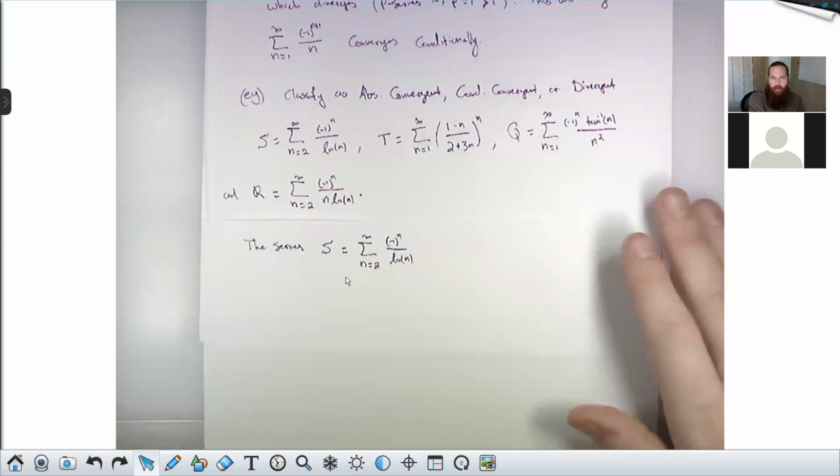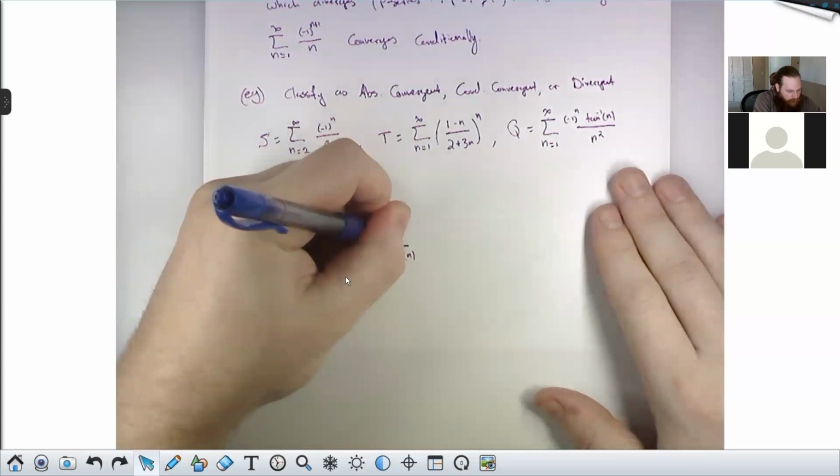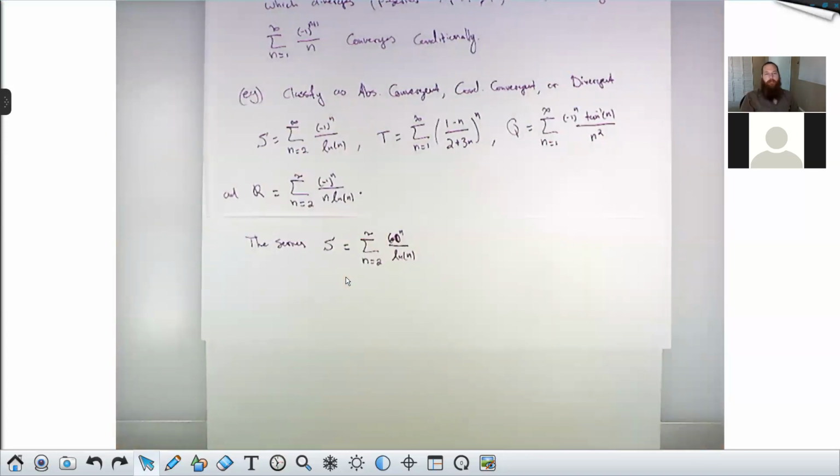What test would be good to start playing around with the series S? Sorry, this is a negative 1. I see that's not showing up on the dot cam very well. Negative 1 to the n. So how would you start playing around with this guy?